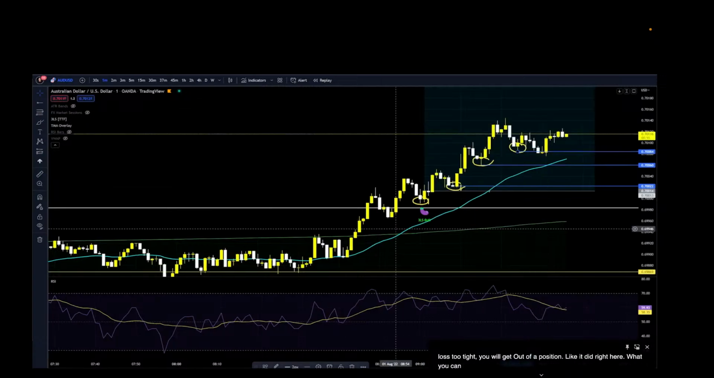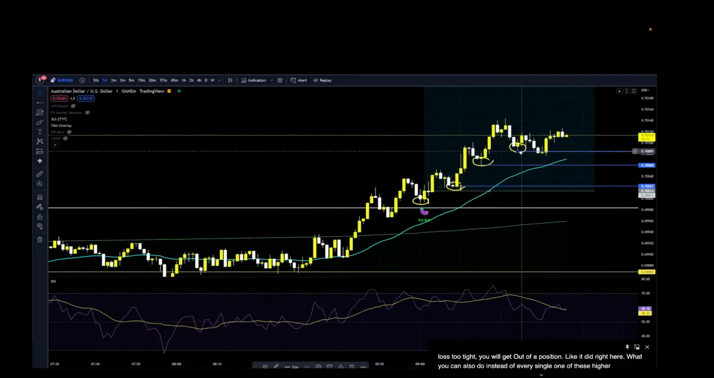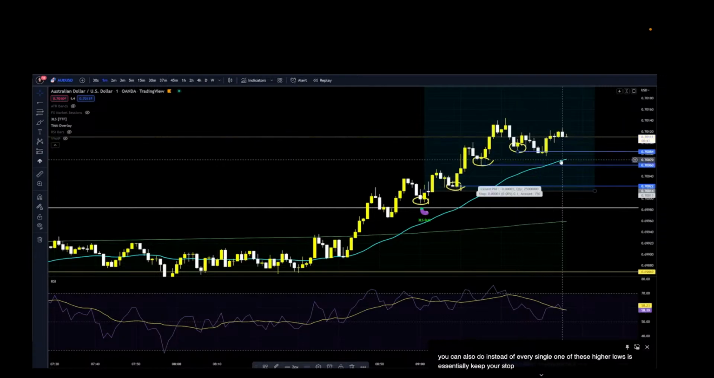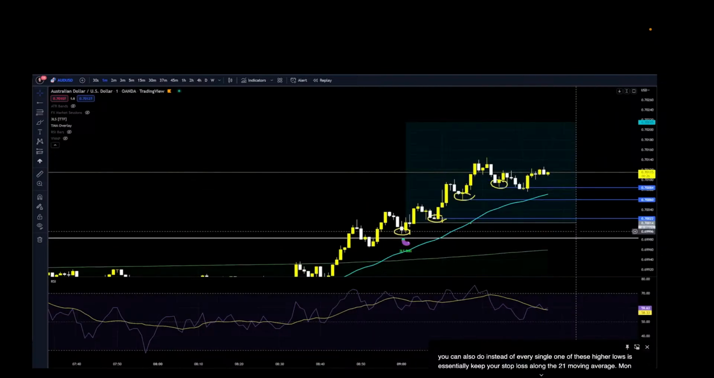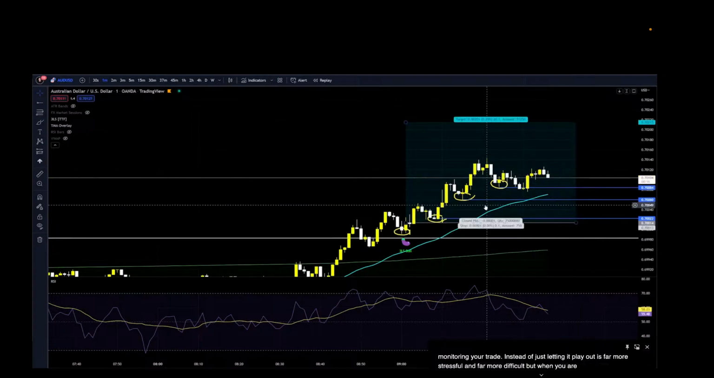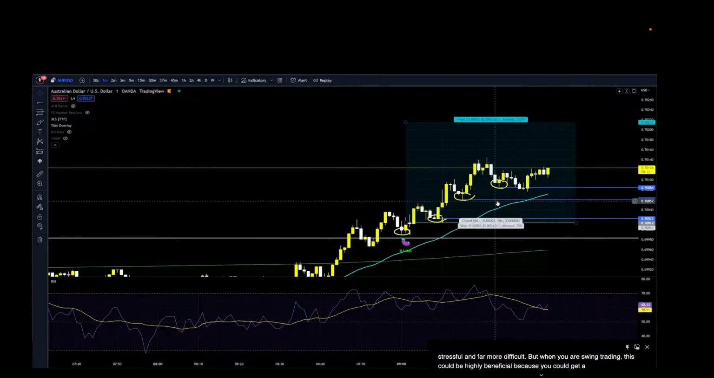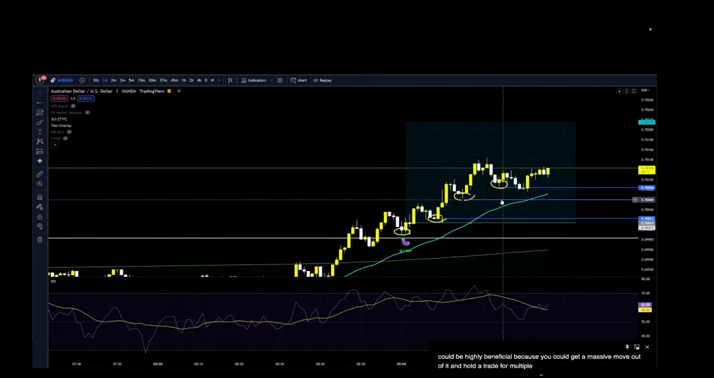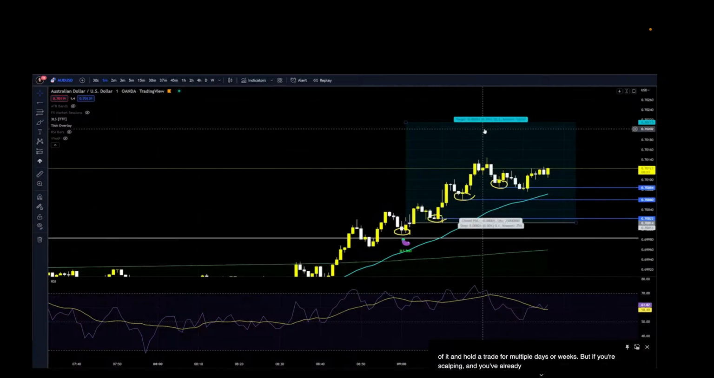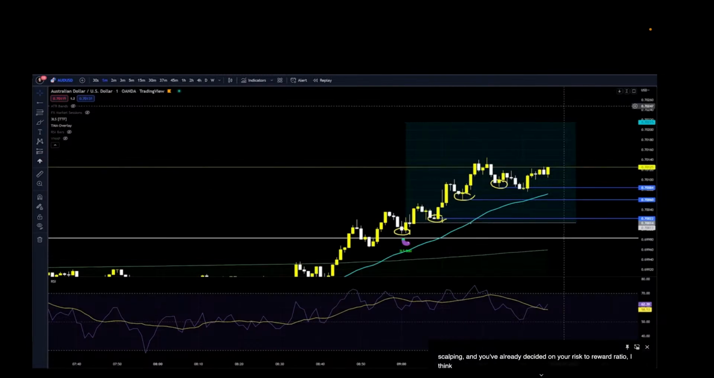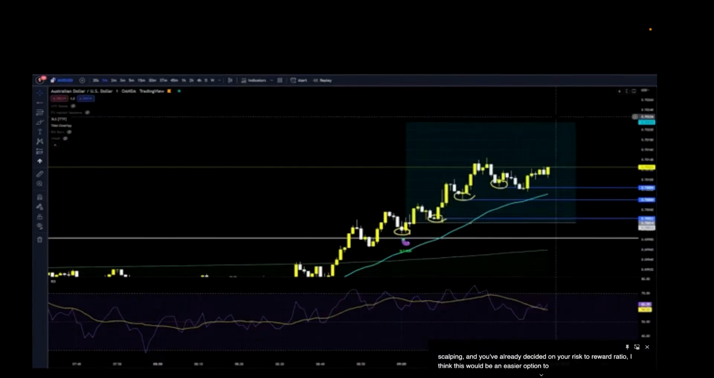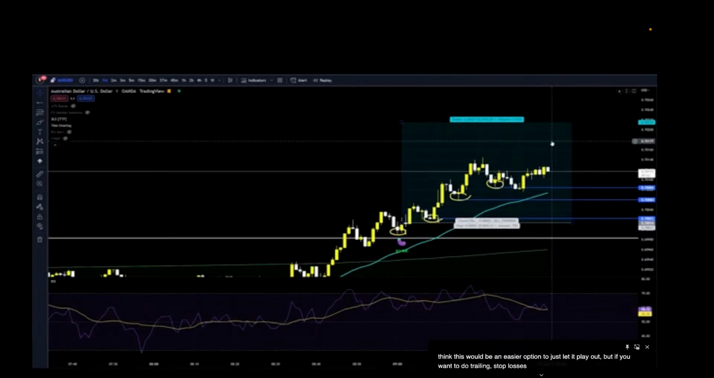What you can also do instead of every single one of these higher lows is essentially keep your stop loss along the 21 moving average. Monitoring your trade instead of just letting it play out is far more stressful and far more difficult. But when you are swing trading, this could be highly beneficial because you could get a massive move out of it and hold a trade for multiple days or weeks. But if you're scalping and you've already decided on your risk to reward ratio, I think this would be an easier option to just let it play out. But if you want to do trailing stop losses, this is how you should do it.